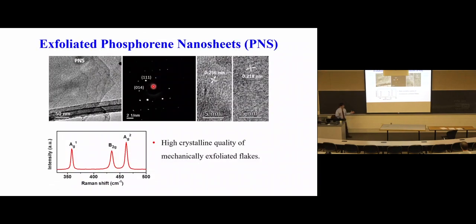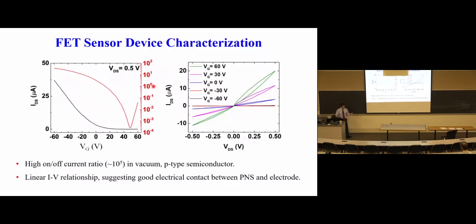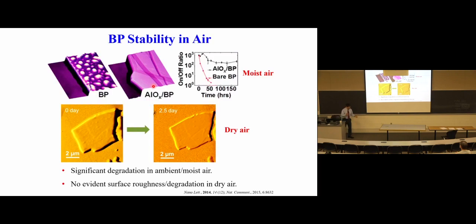And we show that this mechanically exfoliated 2D nano black phosphorus has a really good crystalline structure, evidenced by electron diffraction, high-resolution TEM imaging, and Raman spectroscopy as well. Electronically, you can show this is a P-type semiconductor. In vacuum, you have a fairly high on-off current ratio for semiconductor FET devices. And if you look at the IV curve on the right, it's mostly linear, suggesting good electronic contact between the metal electrodes and the nanosheets. That's very important for sensing applications.